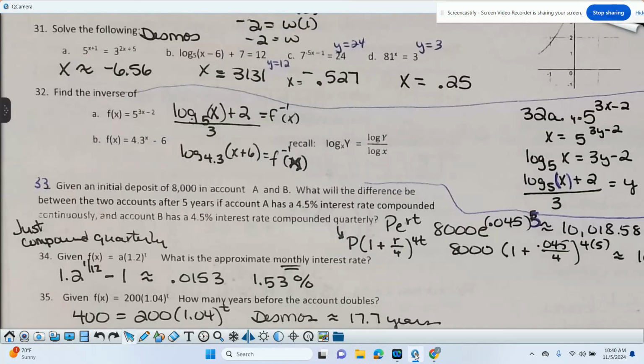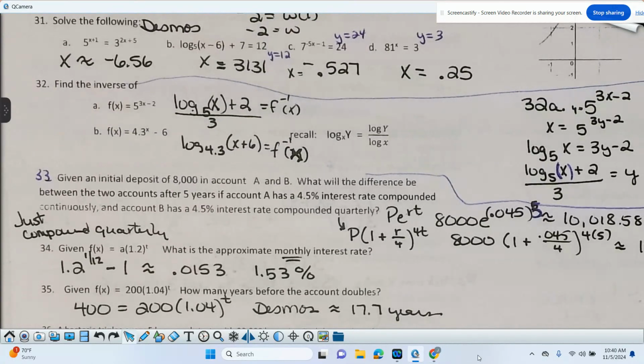All right, number 33. Ooh, these were those formulas that we had to talk about with our interest. Given an initial deposit, so there's your P, there's your principal, in accounts A and B, what will the difference, so that's my question, what will the difference be between these two accounts? 5 years, there's your time. If account A has 4.5%, so that means I got to change that to 0.045. Compounded continuously, as soon as I see compounded continuously, I think PERT, that's principal, times my Euler number raised to the rate times time as an exponent.